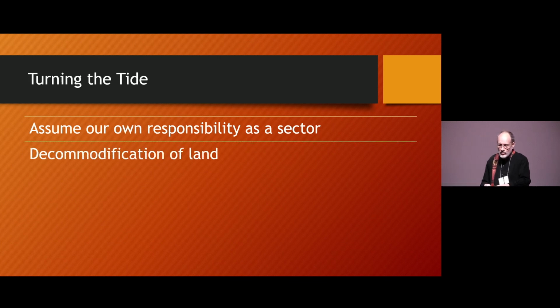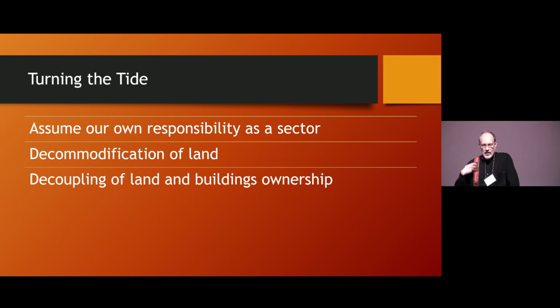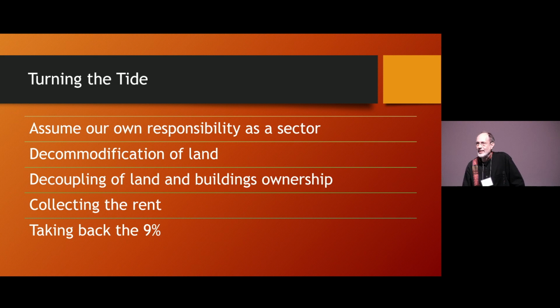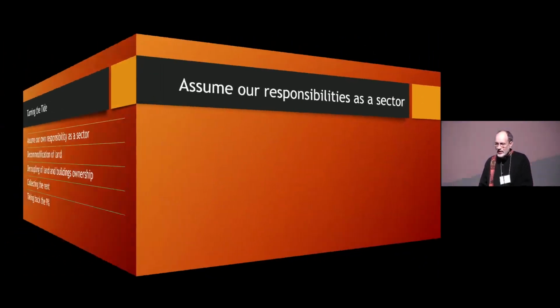So without getting too much into detail because of time, we can proceed and push for decommodification of the land. So decoupling of land and building ownership, because it's two different concepts. In land trusts, we understand that very well usually. And we've got to start collecting the rent and taking back the 9%. That's the general plan. Now, each of those things requires something to be implemented.